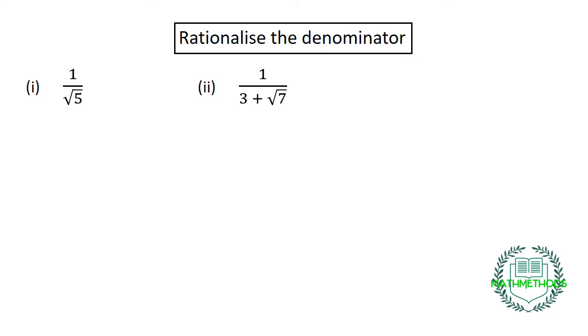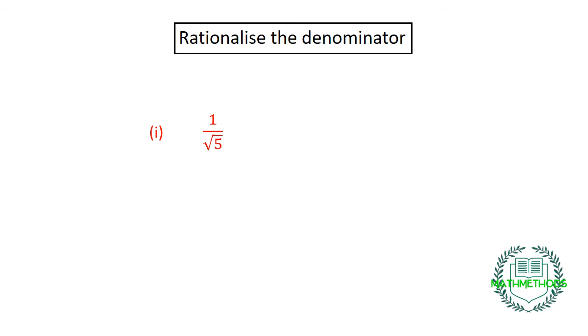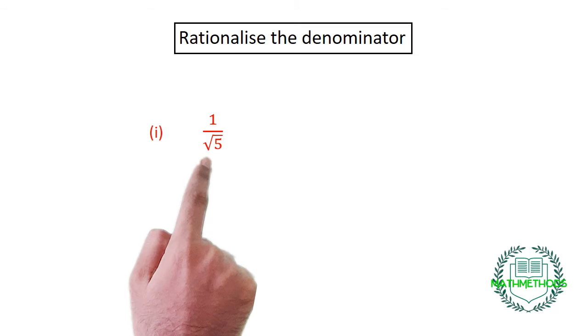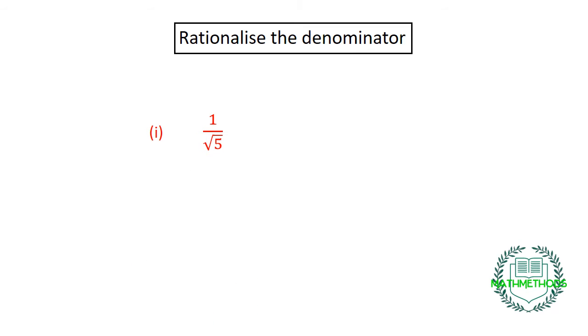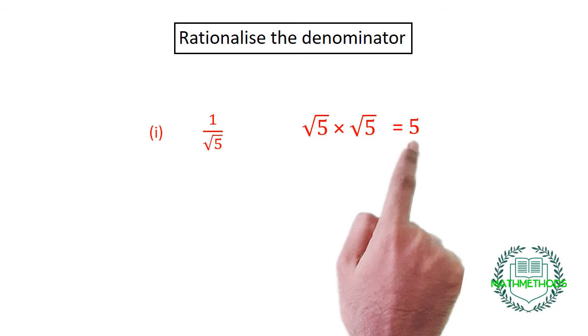Let's begin with the first example. 1 upon root 5. The denominator here is root 5, which is an irrational number. To change it to a rational number, what we do is we find an equivalent of this fraction in which the denominator is a rational number. If we multiply this root 5 by itself, then we'll get 5 as the product because root 5 multiplied by root 5 equals 5.